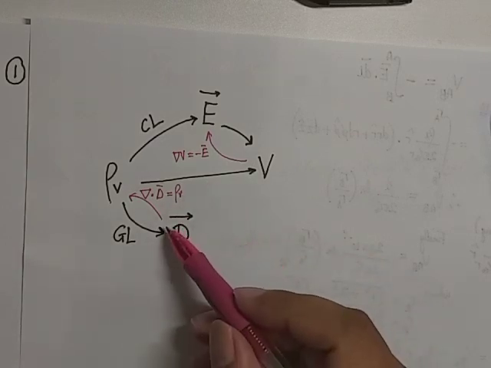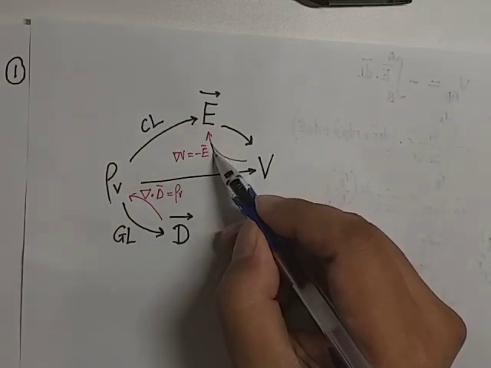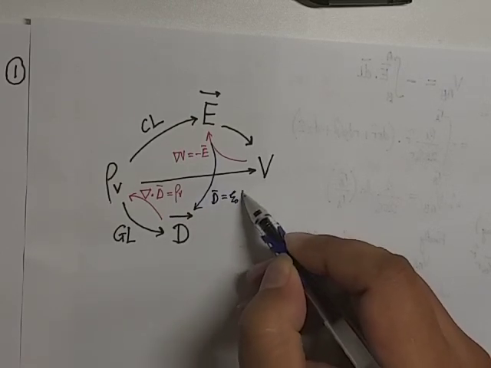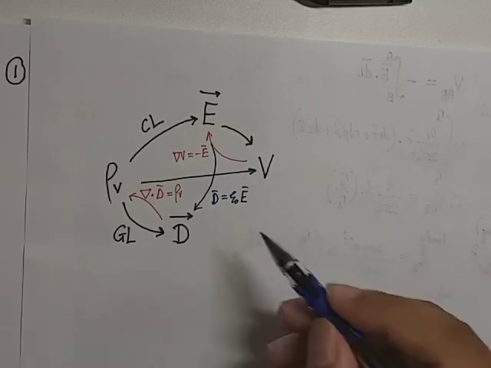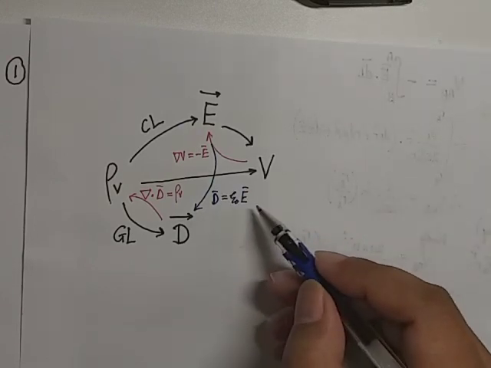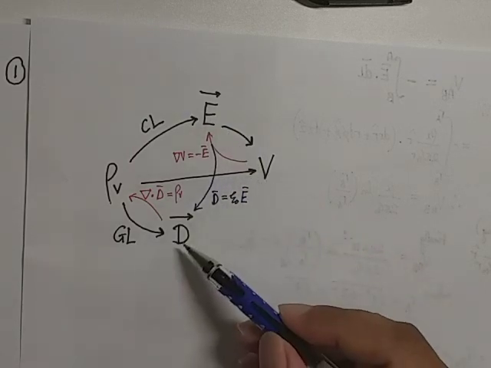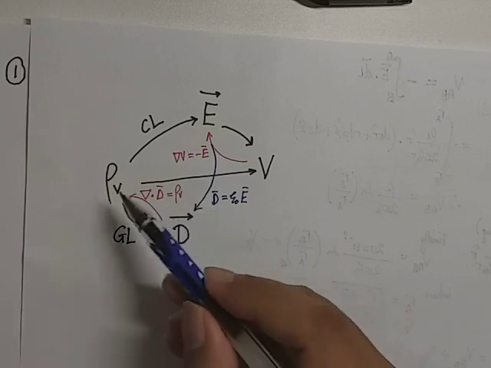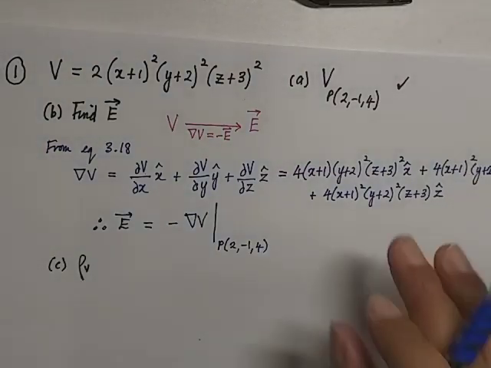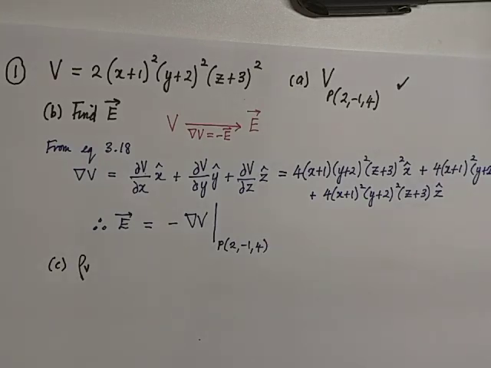First we need to convert the solution that we obtained, the E, to become D, using D equal to epsilon naught E. Why is this term true? Because the medium given by the question is free space, so this equation is valid. So from the E that we obtained just now, we can determine the D. From the D, by using Maxwell equation number 1, we're going to find the rho V. That is what we should do to solve this third problem.